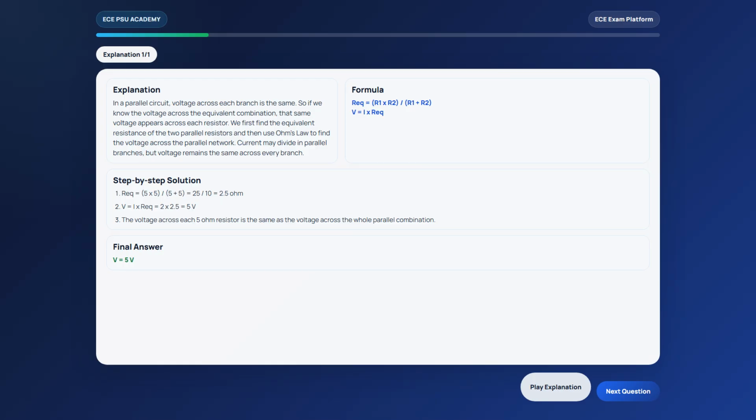For two resistors in parallel, equivalent resistance Req equals R1 times R2 divided by R1 plus R2. Then, voltage V equals current I times equivalent resistance Req. Step 1.